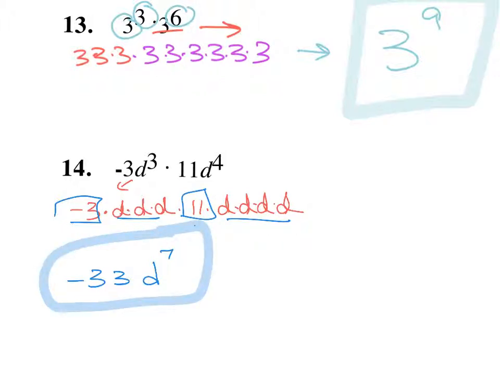Without writing it all out, you would just simply do negative 3 times 11 is negative 33, and then you would say d to the 3 times d to the 4. When multiplying variables, add their exponents. So it's d to the, and then you add 3 plus 4, and that's where you get the 7 for the exponent.